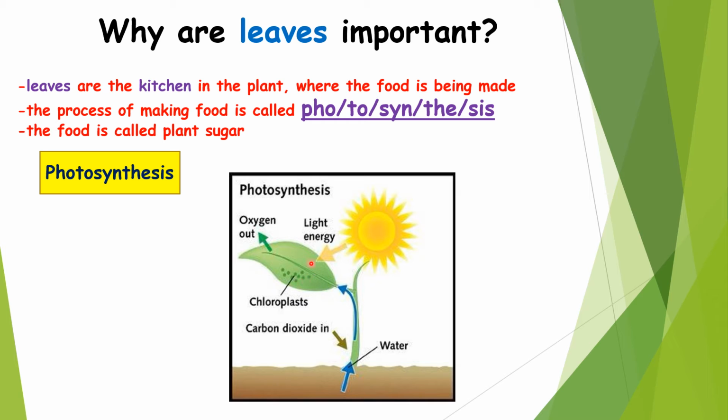Once the food is being made, which is called plant sugar, the leaves release oxygen. So they get rid of wastes, which is the oxygen. So we remember that one of the life functions of living things or organisms is to get rid of wastes, remember? So plants do not get rid of waste the same way as human beings and animals do. No, that's how they get rid of wastes, through releasing oxygen.